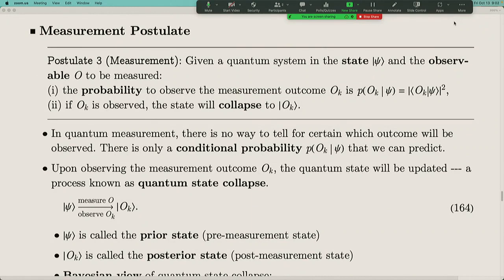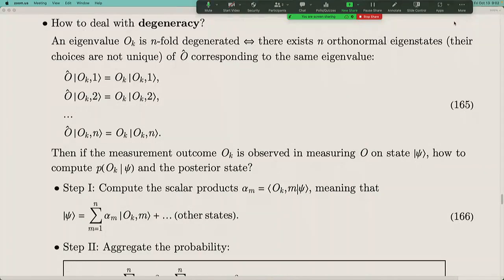This is what postulate number 3 is talking about. Given a quantum system in a state psi, if you try to observe O, the probability to observe a particular outcome, which is the eigenvalue of this O operator, is given by the overlap of the corresponding eigenstate with the original state. This is the fidelity between these two states, and it follows from Born's rule. If this O_k is observed, then the state will collapse to this eigenstate. That's the process. However, when there's degeneracy, you have to be more careful.